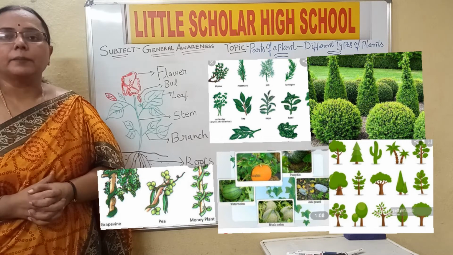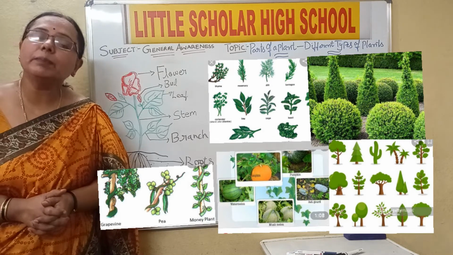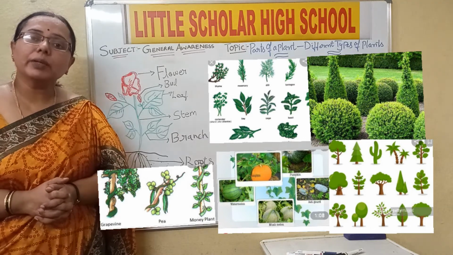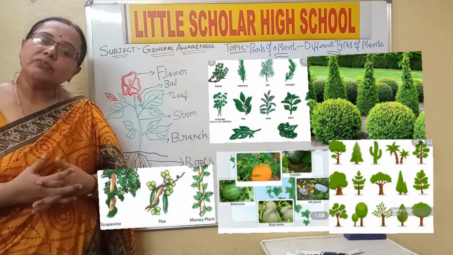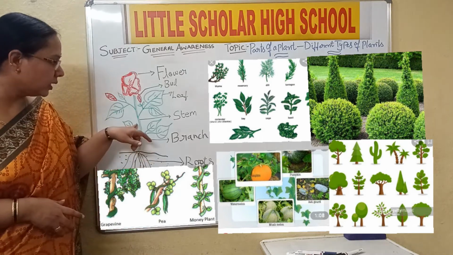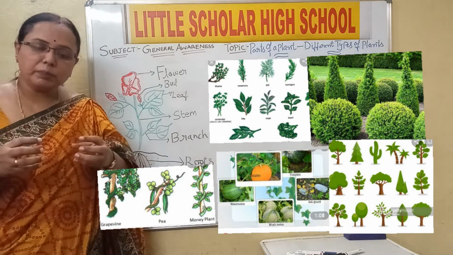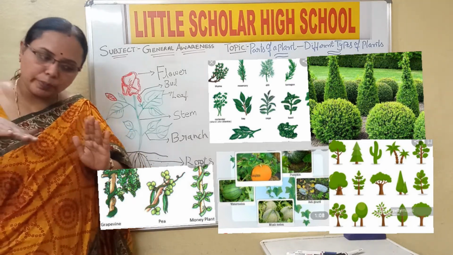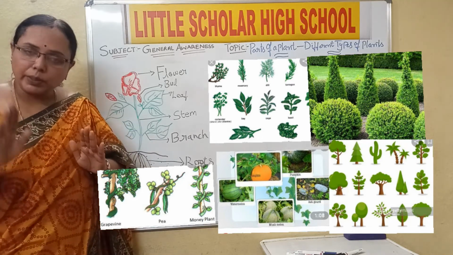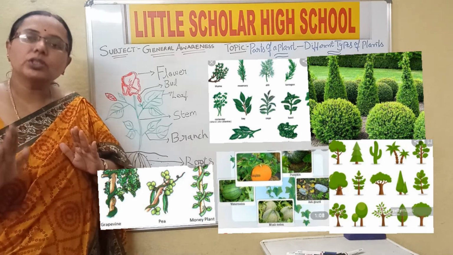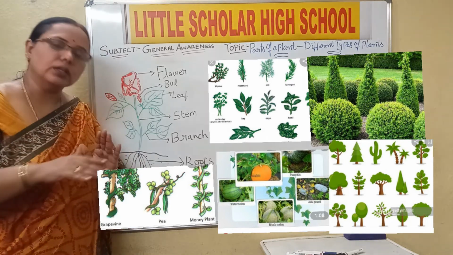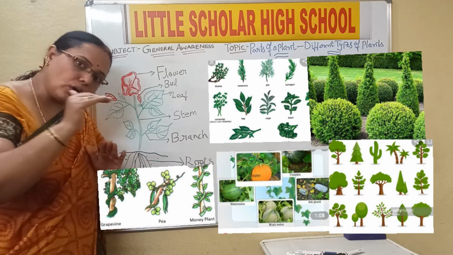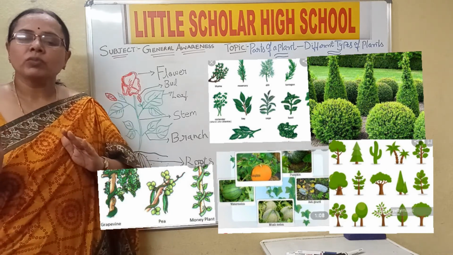Okay, children. Then we shall talk about creepers. The next type of plants are creepers. What do you understand by creepers? Creepers have very weak stems. These creepers cannot stand up. They spread on the ground. Creepers are the plants which spread on the ground. Okay, children, are you understanding?